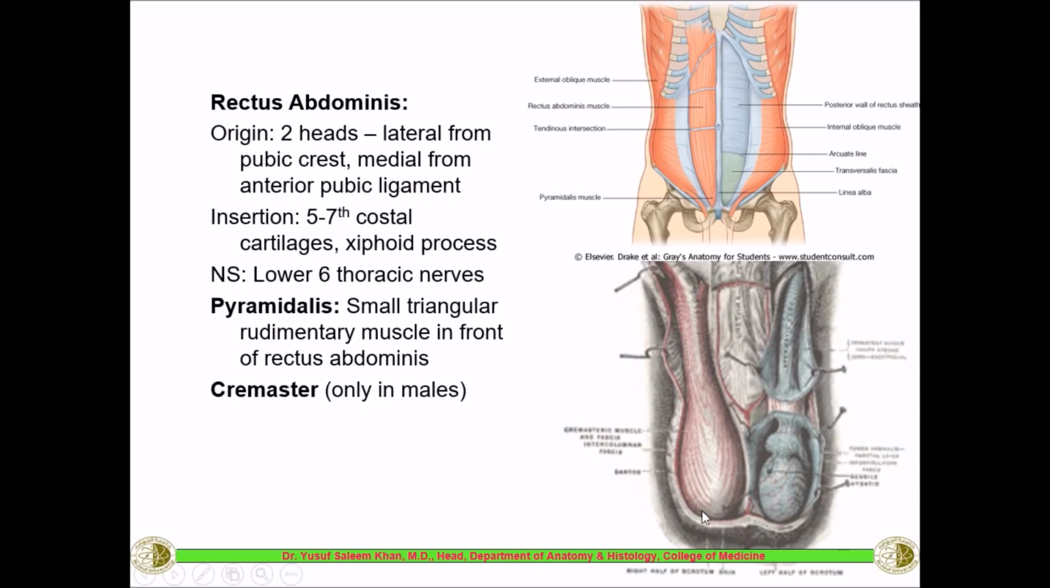This is called the cremaster muscle. This is seen only in males; it is not present in females. So in females there are 5 muscles, and in males there will be 6 muscles. What is the function of this muscle? We'll talk about that later.